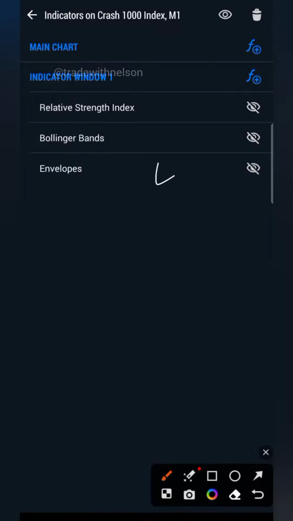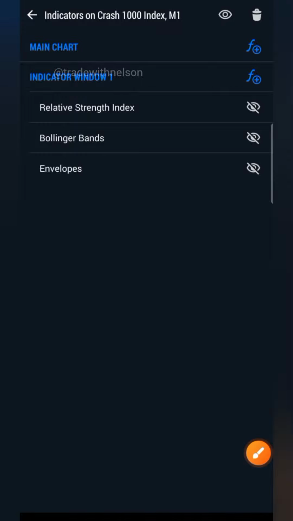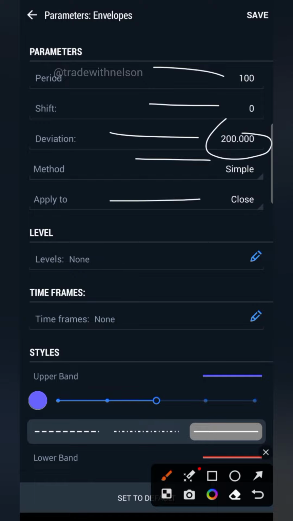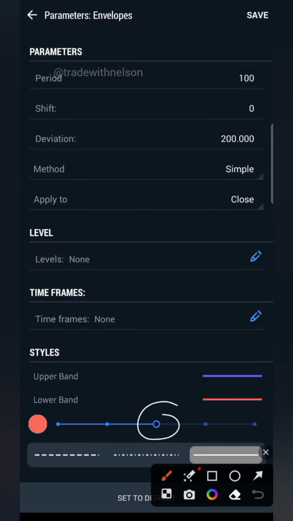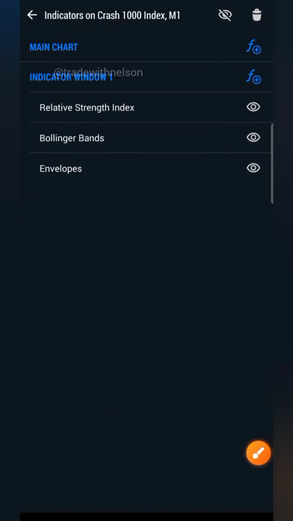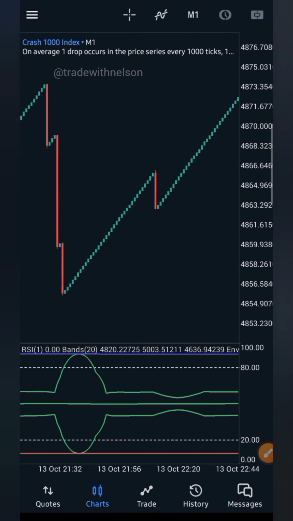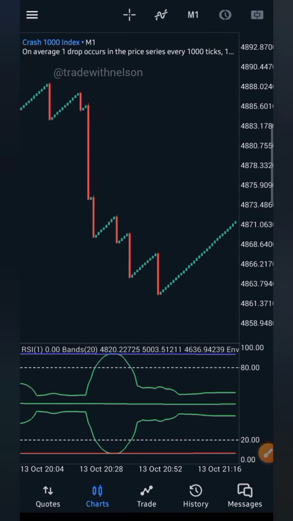The last indicator is the envelopes. To select that, click on the F icon on the indicators window and search for your envelopes. Make the period 100, shift 0, deviation 200, method simple, apply to close. For the styles, upper band, make it a color of your choice, lower band, a color of your choice, and make them 3 pixels. After that, you click on save. So if you follow my settings correctly, your chart will look exactly as what you see over here.